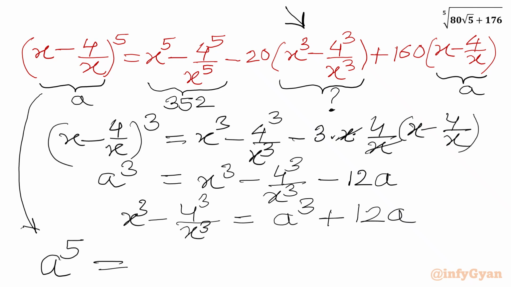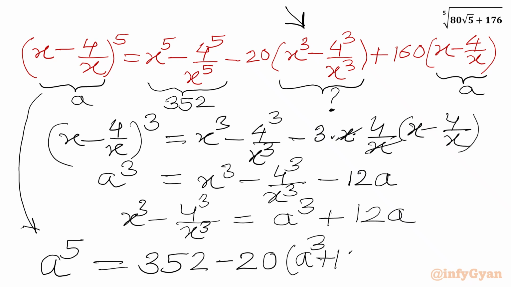x^5 minus 4^5 over x^5. This is 352. Minus 20 times, in the bracket, we'll write the calculated value: a cube plus 12a. Then we will write plus 160a.